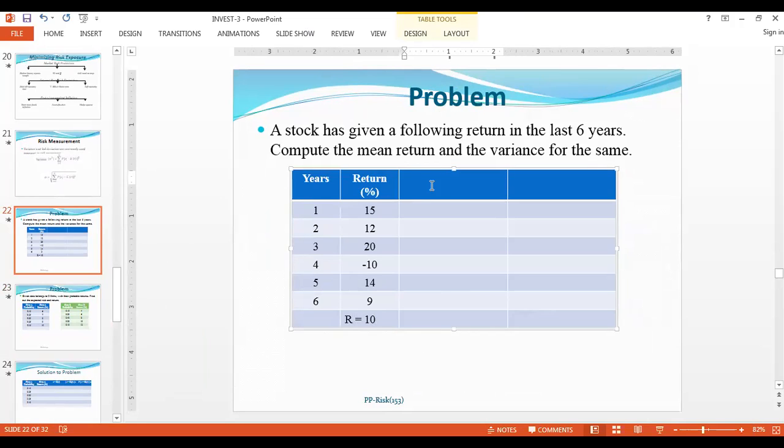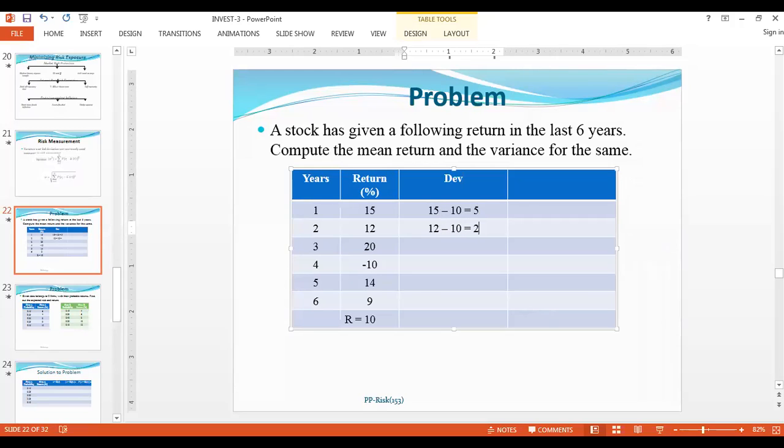How do you calculate deviation? Not 15 by 10, 15 minus 10. Yes, sir, 15 minus 10. What's your answer? 5. Right? Next, 12 minus 10. What's your answer? 2.